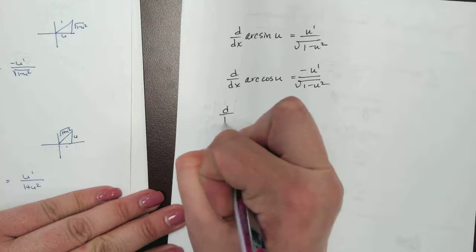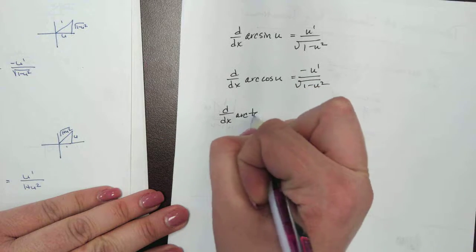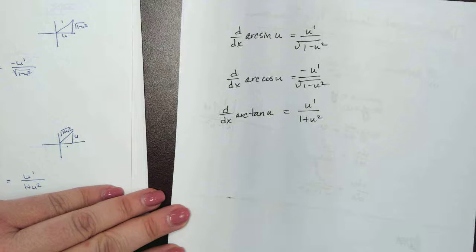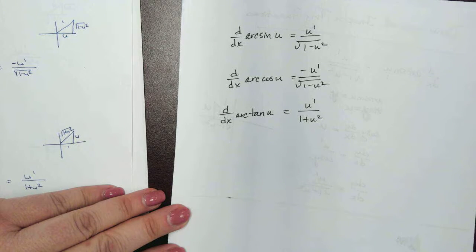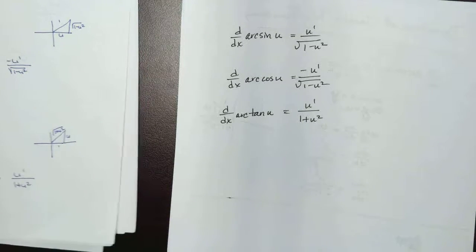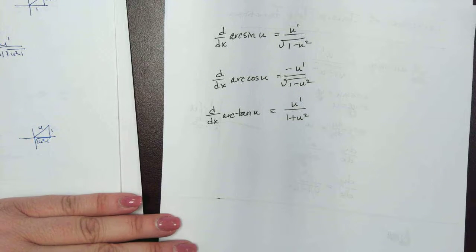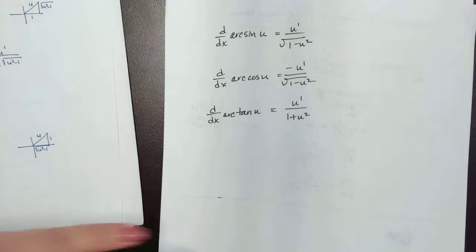d dx of arc tangent of u is equal to u prime all over 1 plus u squared. So it's different from the first ones that had the square root. Is that because tangent is sine over cosine? But it doesn't say why the negative is gone. I'm sure that's where it does come from, but I'm not going to derive that right now.